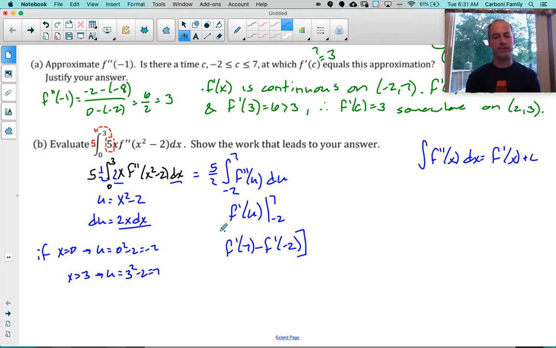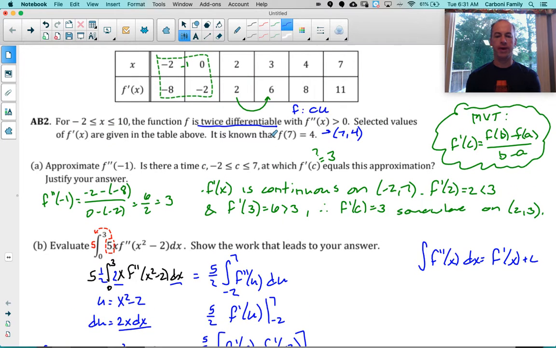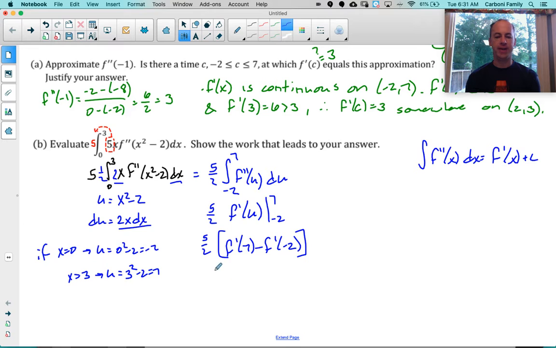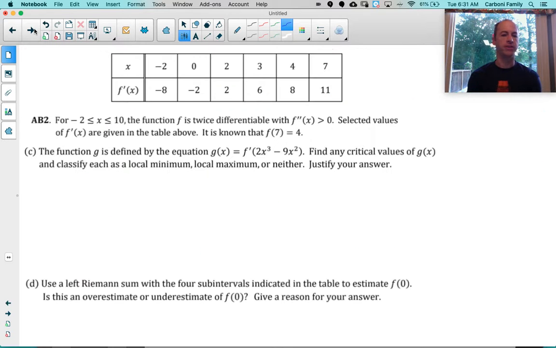Don't forget that there's a 5/2 hanging out in front over here. And then we go up to the table, and those values of f prime are 11 and negative 8. So the final answer is 5/2 of 11 minus negative 8. Absolutely no point in cleaning that up, so I will not. I'm going to leave it like that. So let's move on to part C.